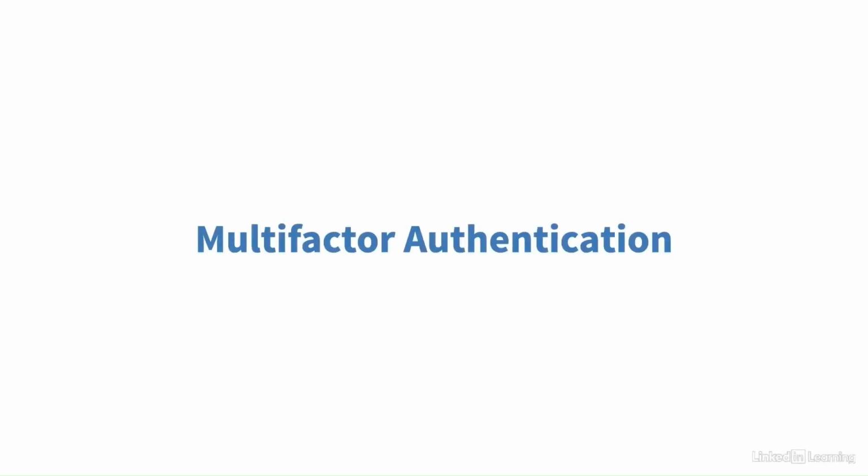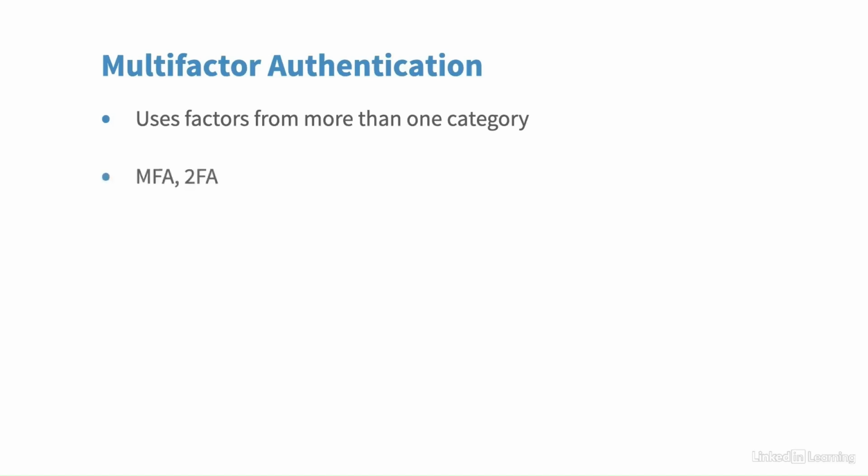We've learned the three authentication factors: knowledge, ownership, inherence. The three factors can be combined for multi-factor authentication. Multi-factor authentication is when authentication requires factors from more than one category. You may also hear it referred to as two-factor authentication because combining two factors is most common. You also may see it abbreviated as MFA or 2FA.